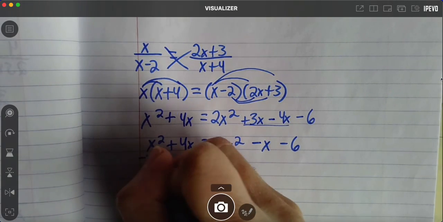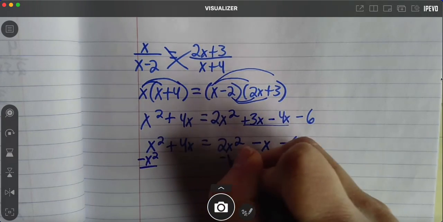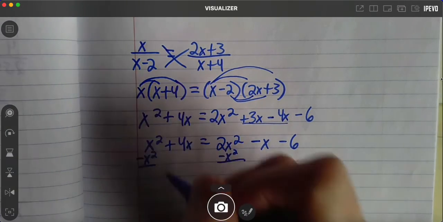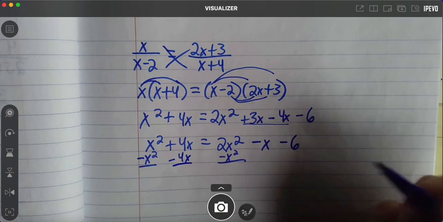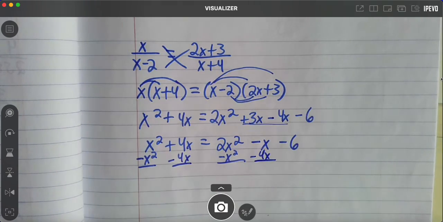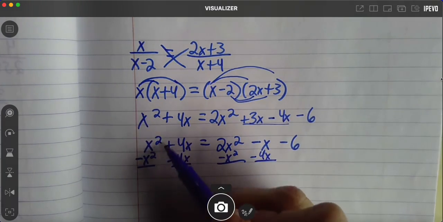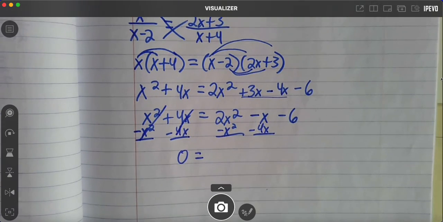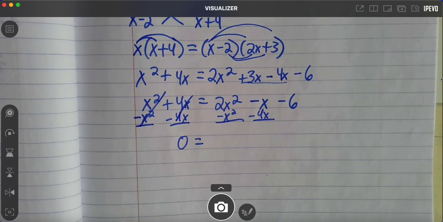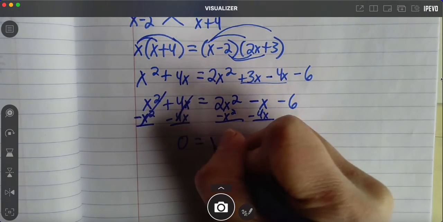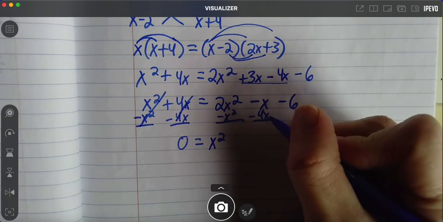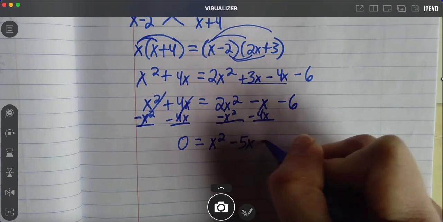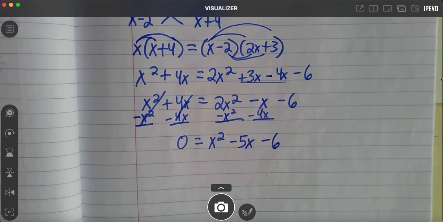So I subtract my x squared. And what else am I going to move? My 4x. So I'm going to go ahead and write that. Let me subtract my 4x. So over here, that all goes to 0. And what is 2x squared minus 1x squared? 1x squared. And negative x minus 4x is what? Negative 5x, and then a minus 6. Then what do we do?